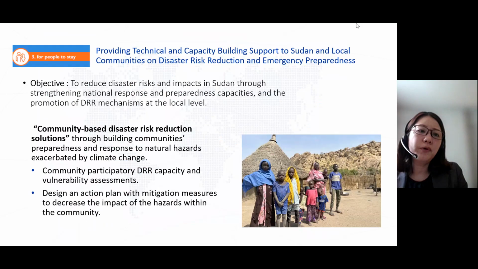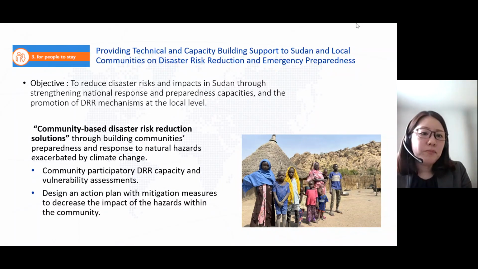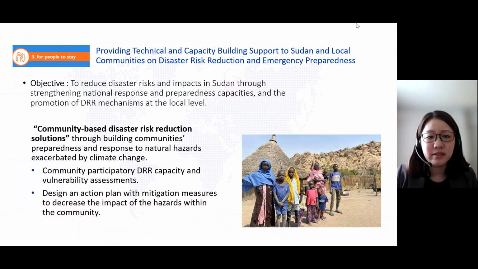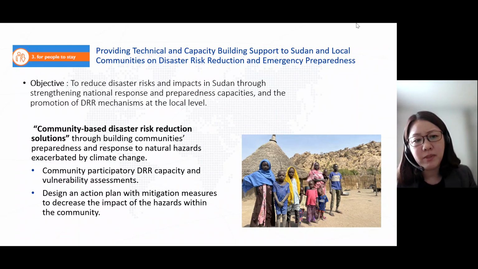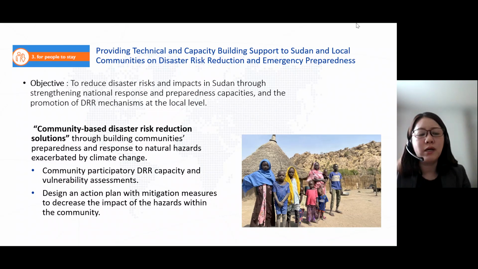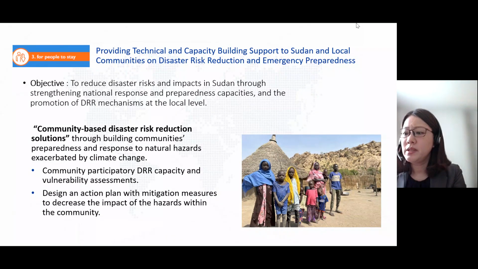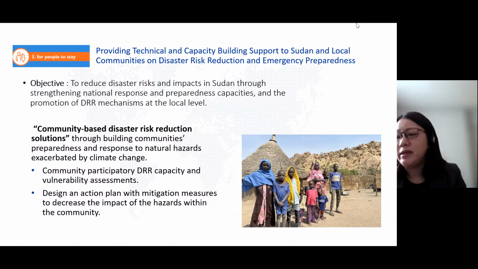Now I would like to introduce four initiatives from the MENA region in line with our strategic approach. The first example is from Sudan. In Sudan, IOM is implementing a nationwide disaster risk reduction program, particularly focusing on community-based disaster risk reduction solutions. We are working closely with communities at risk of hazards exacerbated by climate change, particularly floods. We work with the community to undertake a participatory capacity and vulnerability assessment, and to design an action plan with mitigation measures to decrease the impact of the hazard within the community. In those solutions, we involve men and women equitably.